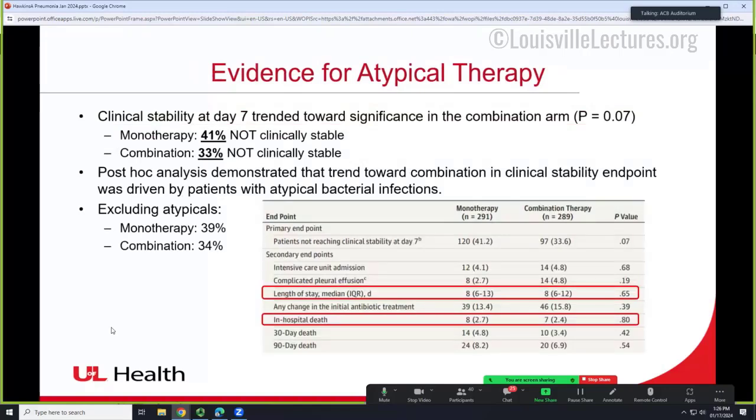And what they noticed was that there was this trend towards significance in clinical stability at day 7 that favored the combination therapy arm. However, when they went and did a post hoc analysis, this was driven by patients who were diagnosed with other atypical infections. So not necessarily the Legionella, maybe the chlamydia, maybe the mycoplasma. And when they removed all of those, that difference disappeared. And so you see an increase in not clinically stable in our combination therapy, and you see a decrease in not clinically stable in our monotherapy. So there was no statistically significant difference in these patients.